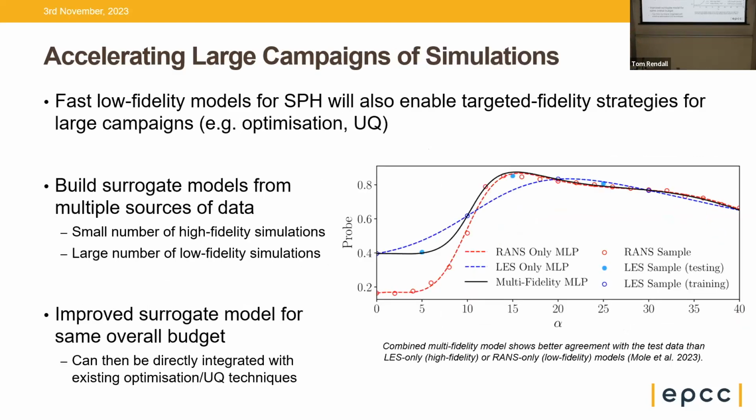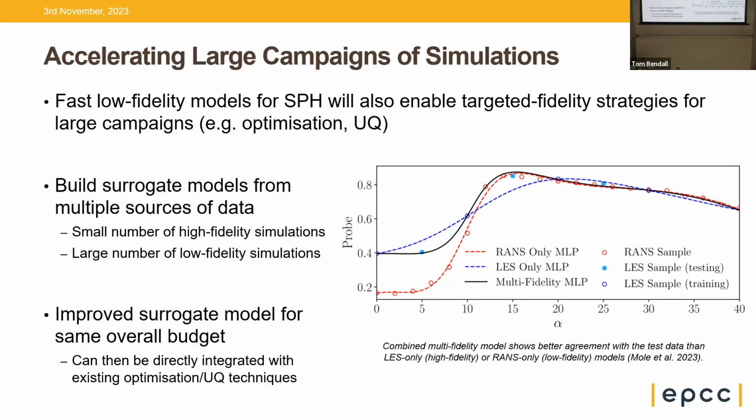And then the other arm that I see is accelerating large campaigns, what I would call targeted fidelity. If we require lots of simulations for optimization or uncertainty quantification, you want to build a surrogate model of your parameter space. Do you run a handful of high fidelity simulations, or do you run thousands of low fidelity ones? There are ways that you can actually combine data from multiple sources.